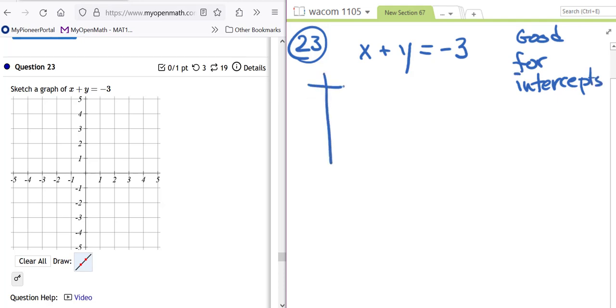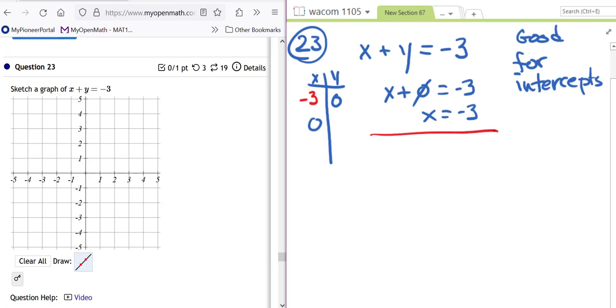Right, so do a little table, and you'll pick 0 for one, and then you'll switch and pick it for the other. So if we pick 0 for y, we have x plus 0 equals negative 3. This is gone, so we get x equals negative 3. Then we switch. We go back to the beginning, and we're going to pick a 0 for x. Then it will wipe out and y will be negative 3.